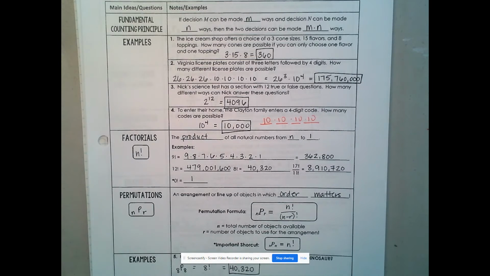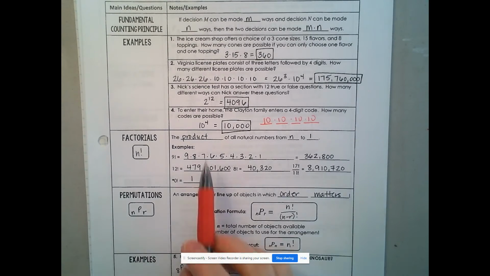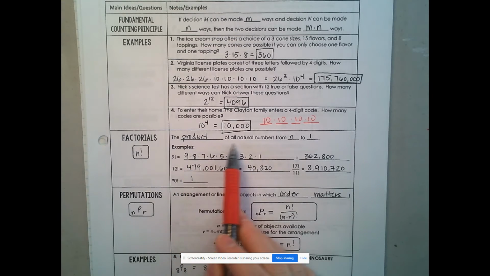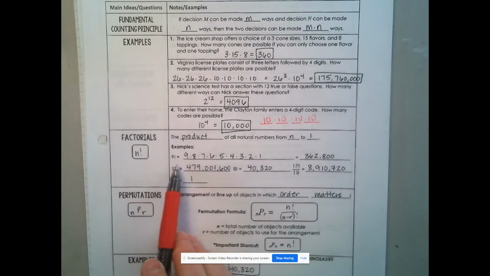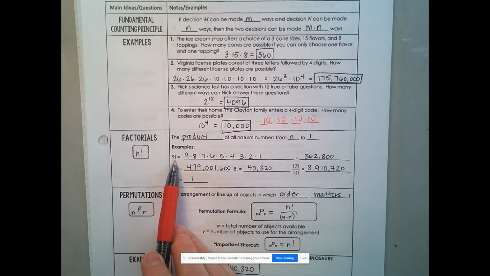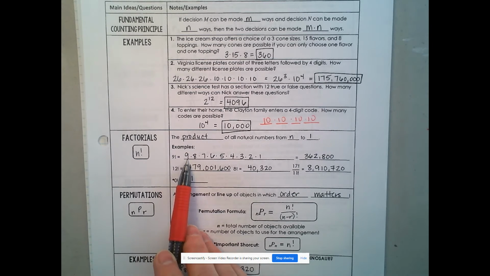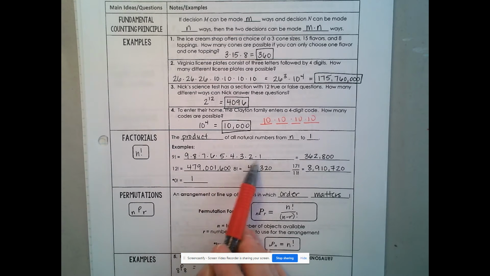Now, factorials are when you have a number and it's the product of all the naturals from the one that you're on down to 1. So n factorial might be 9 factorial. This is not 9. No one's going to scream it emphatically because there's an exclamation point. That exclamation point is read factorial. So 9 factorial means 9 multiplied by every natural number down to 1.